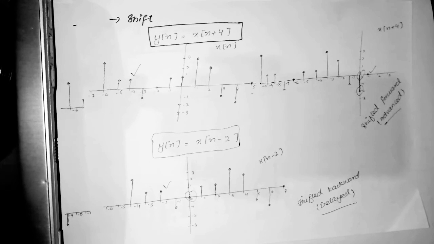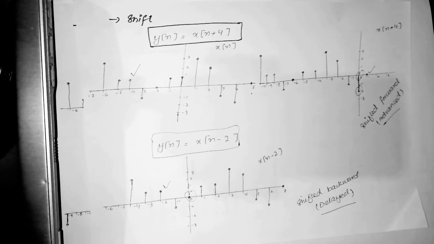Now we have the shifting operation. y of n is equal to x of n plus 4. Through this equation, our graph will move to the left by 4 steps. In the second example, y of n is equal to x of n minus 2. Our graph will move 2 steps to the right side of the axis.